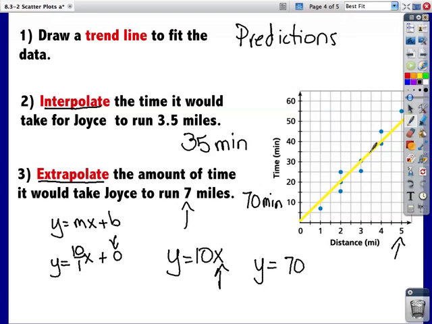So anyways, that's how this is done. Remember, a trend line is just a line that fits the data. It's linear. So you can find an equation of that line by finding the slope and y-intercept and plugging them in. And then we're going to make predictions, these two kinds of predictions right here.